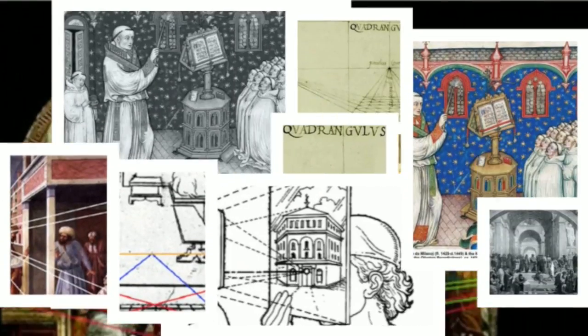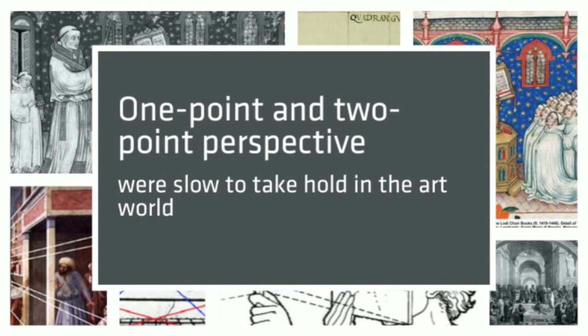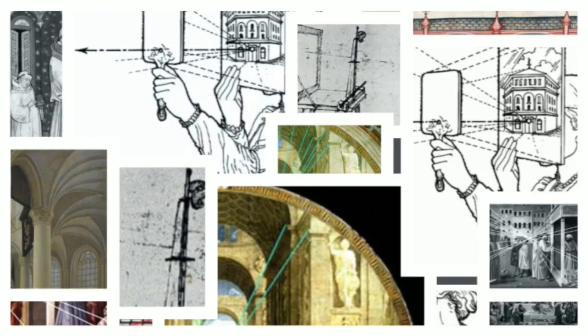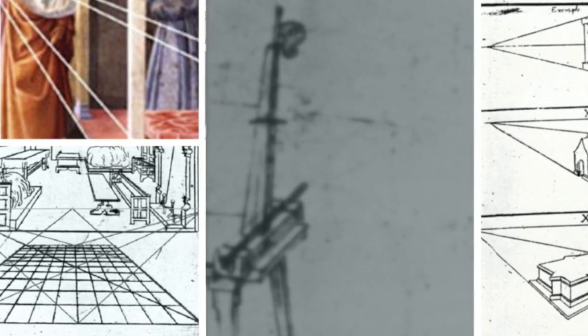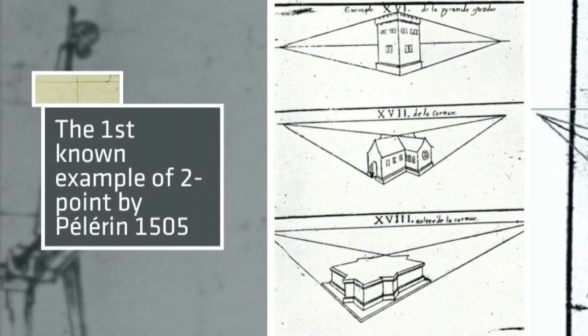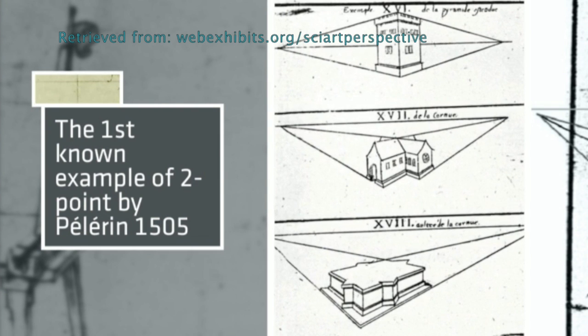From Plato and Raphael and beyond, it took a long time for 1- and 2-point perspective to catch on. The earliest known demonstration of 2-point perspective was in 1505 when Raphael was playing around with 1 point.